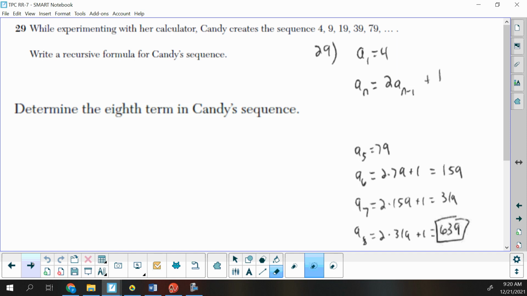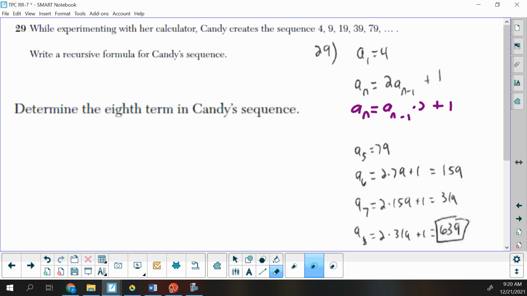So there were 2 things that we had to put with our a sub n minus 1. We had to multiply it by 2 and add 1. Another way you could have had that written for that second part, you could have had a sub n equals a sub n minus 1. You could do the times 2 here and then plus 1, and that would be fine as well.